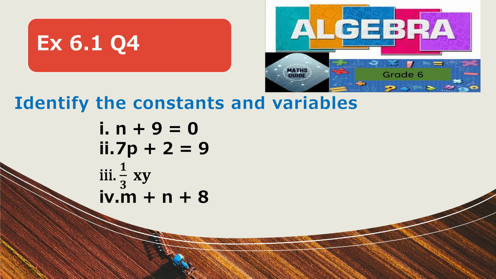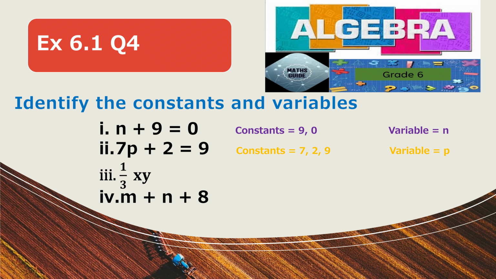First is n plus 9 is equal to 0. It is an algebraic equation because there is an equality sign within it. Now, as you know, the constants are the numbers which have fixed value. So here 0 and 9 both are constants and n is an alphabet and it's a variable. Its value is always unknown.